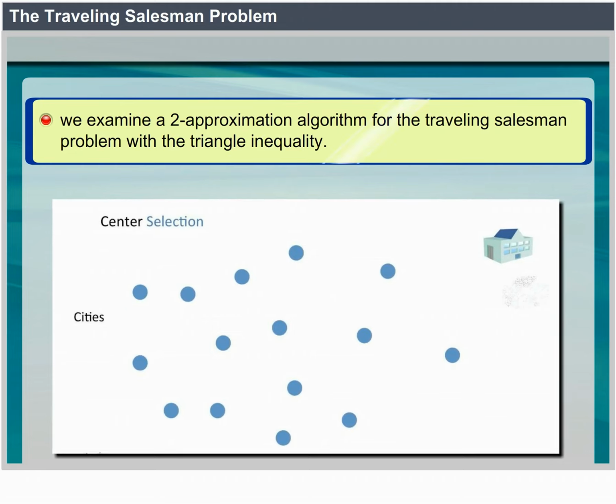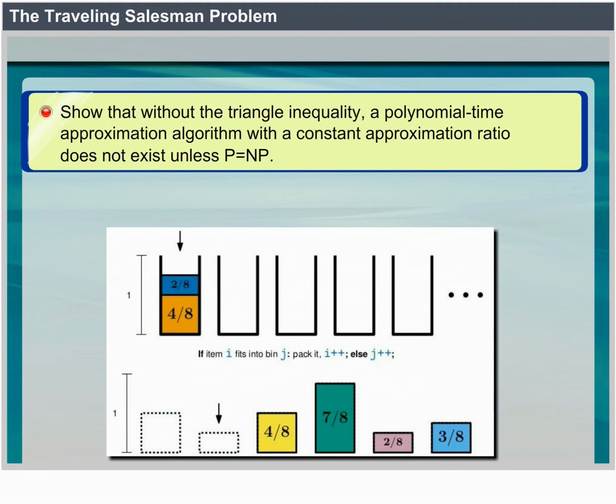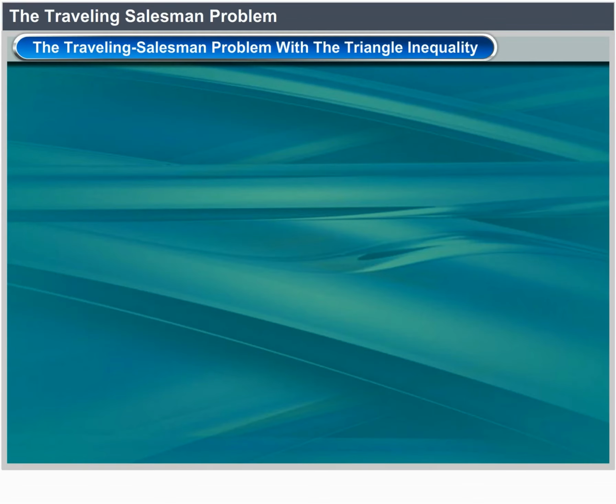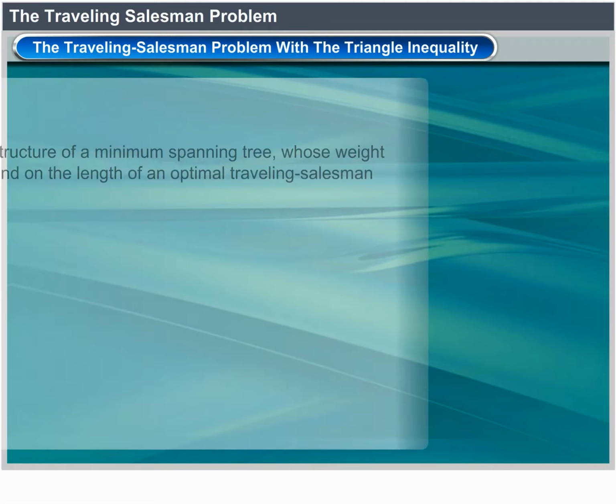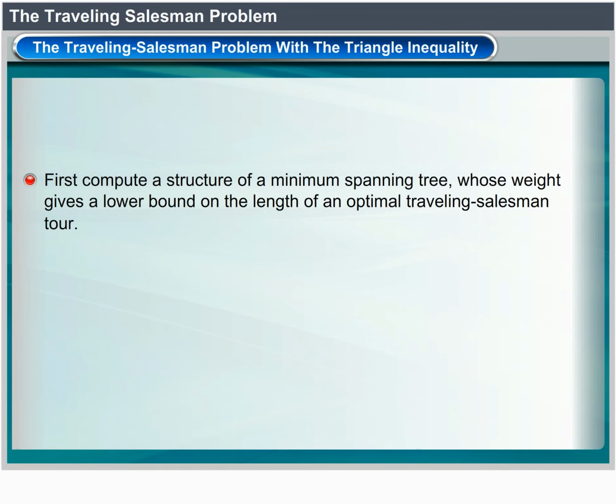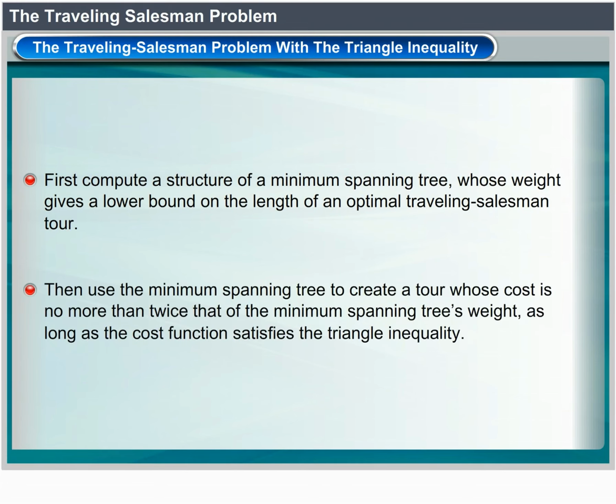Show that without the triangle inequality, a polynomial time approximation algorithm with a constant approximation ratio does not exist unless P equals NP. The traveling salesman problem with the triangle inequality. First, compute a structure, a minimum spanning tree, whose weight gives a lower bound on the length of an optimal traveling salesman tour. Then, use the minimum spanning tree to create a tour whose cost is no more than twice that of the minimum spanning tree's weight, as long as the cost function satisfies the triangle inequality.